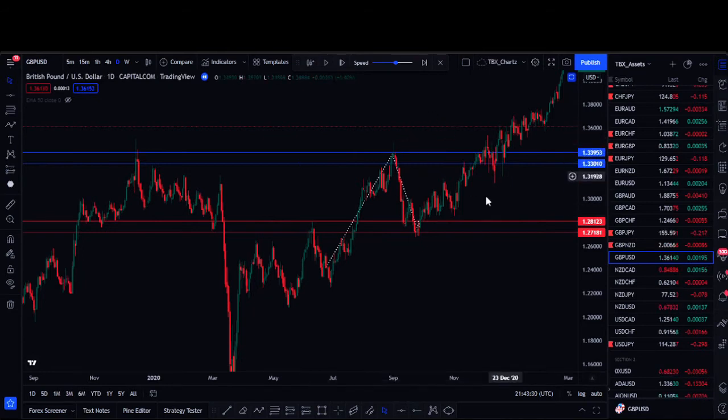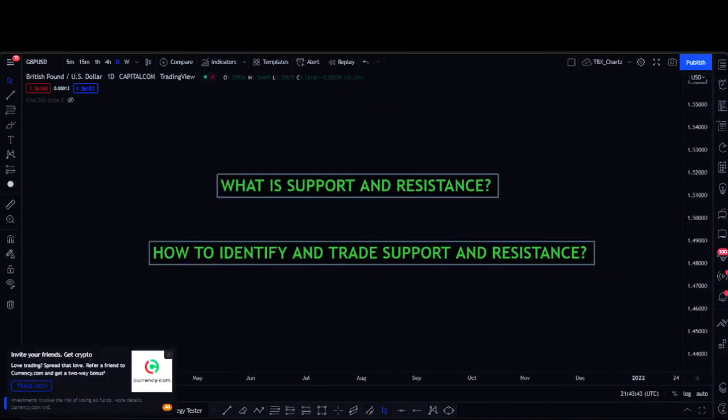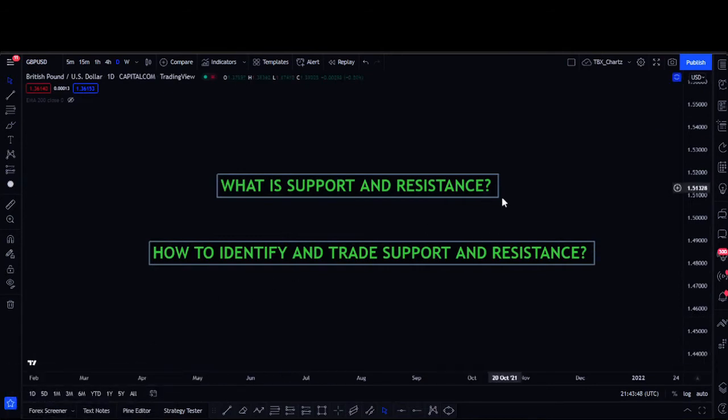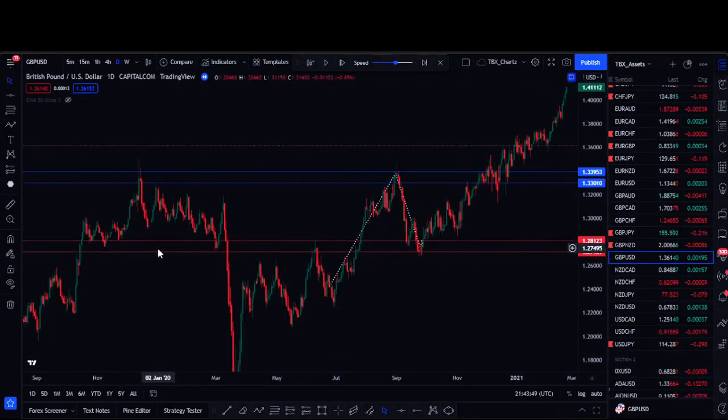Now let's assume we've understood what support and resistance is. Now let's go to the second thing for today. That's how to identify and trade support and resistance. Now, how do you identify support and resistance? As I've said earlier, there are areas in which price has tested multiple times. And as you can see here, the price has tested here, here, here, here, here.